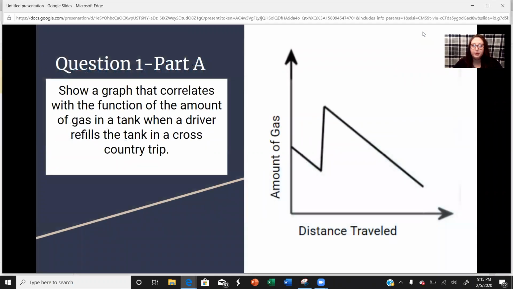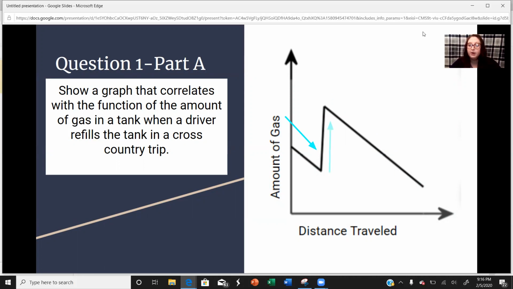So in question 1, Part A, it says to show a graph that correlates with the function of the amount of gas in a tank when a driver refills the tank in a cross-country trip. So over here to the right, we've got a graph, and it shows it going downward, upward, and then downward again. So if we go back to this first part when it goes downward, that's him driving to the gas station. He is losing gas as he's driving to the gas station.